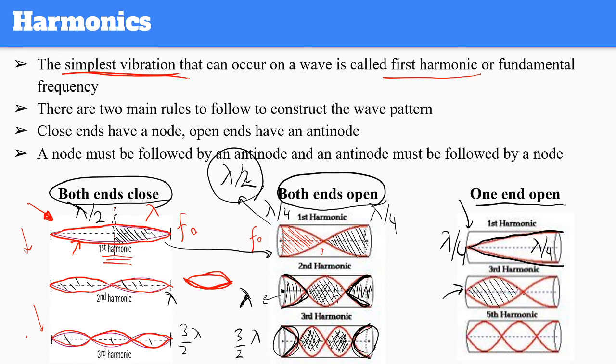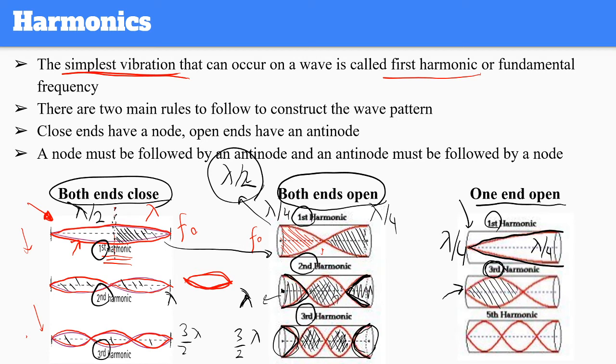So the rule is not changing. The name, however, will be third harmonic. So that was first, and this is third. In the previous ones, it was first, second, and third. But here, the next one will be third. And in a minute, I will explain why it becomes the third harmonic, but not the second.